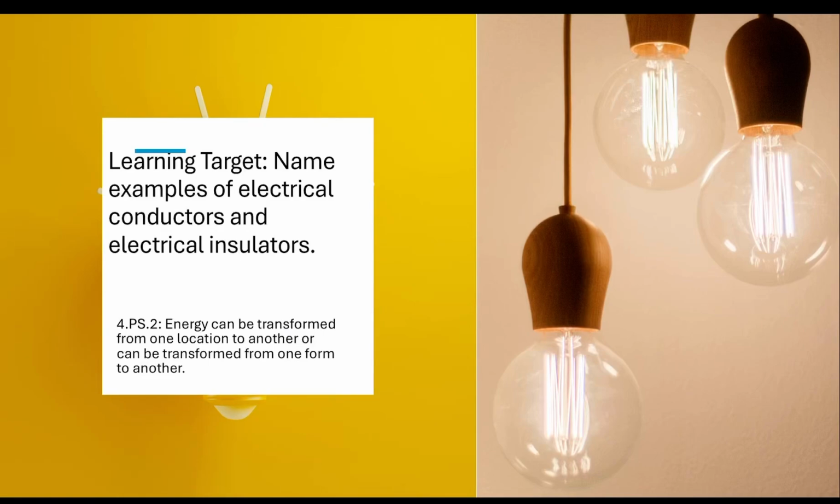Morning, fourth graders. For this week's science video, we are going to be talking about electrical conductors and electrical insulators again. This time, however, we are going to go over examples of objects when these processes happen. So at the end of this video, you'll be able to name examples of electrical conductors and electrical insulators.